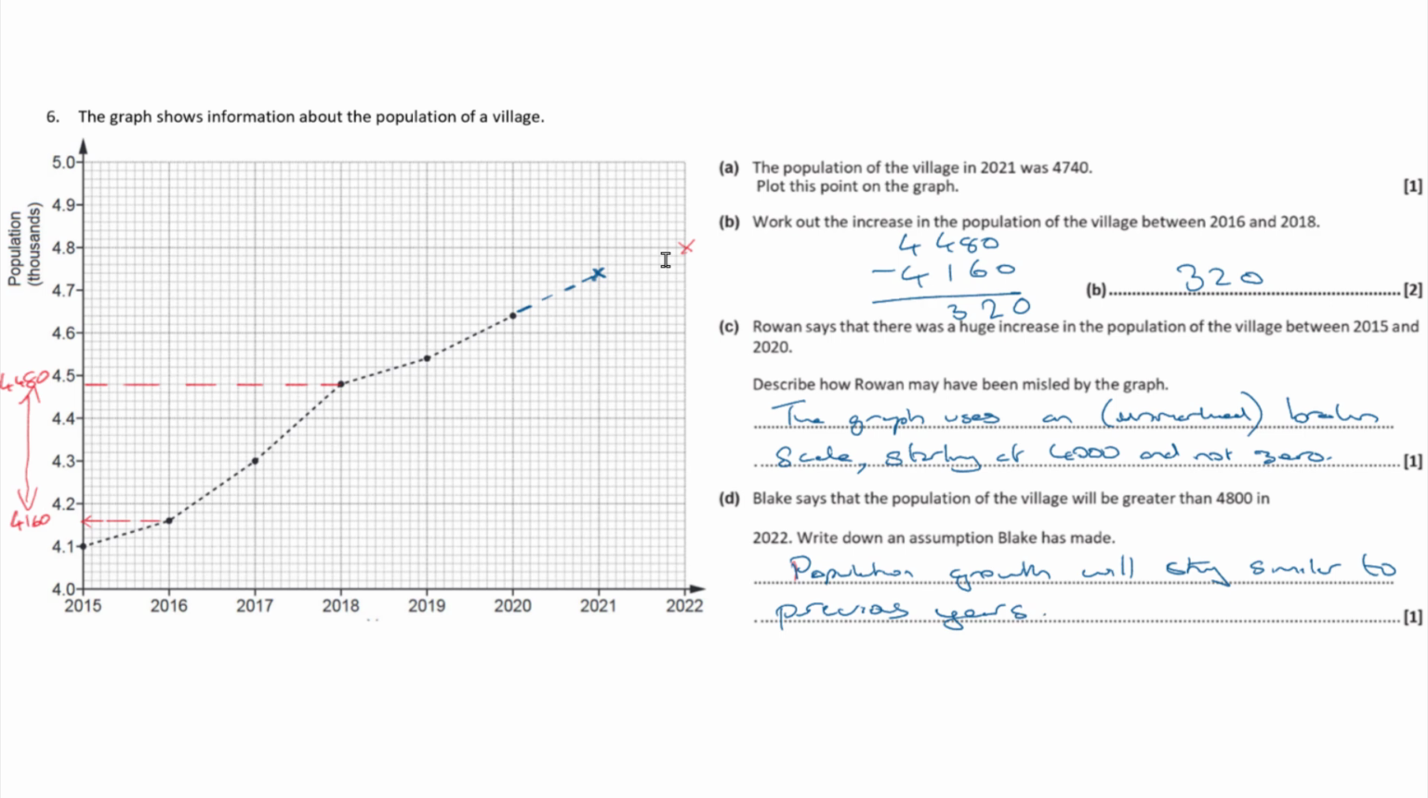Okay, so he's assumed that it's going to be the same as previous years. Now, it might not happen. Something might happen in the village. Maybe it's midsummer, someone's been murdered and everyone leaves, I don't know. But you can't just say it's happened like that for the last few years, so it's definitely going to happen like that in the future. Other factors may apply. Okay, so there we go.